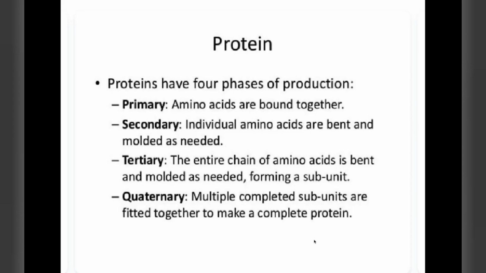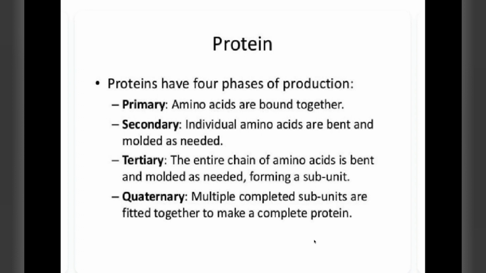And next, what are the four levels of protein structure? Proteins have four levels of structure: primary, secondary, tertiary, and quaternary. In primary, the amino acids are bound together in one or more polypeptide chains. Secondary refers to the shape in which a long polypeptide chain can exist, showing two different structures called alpha helix and beta pleated sheet. Here individual amino acids are bent and molded as needed.